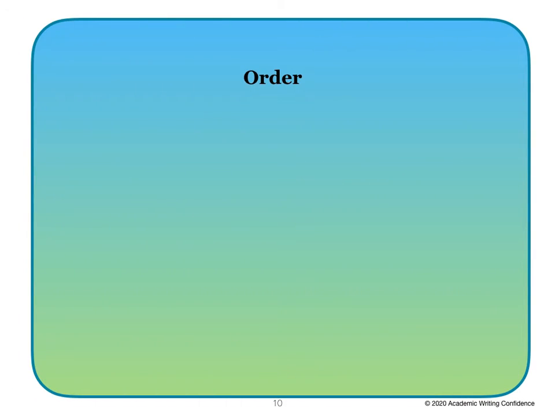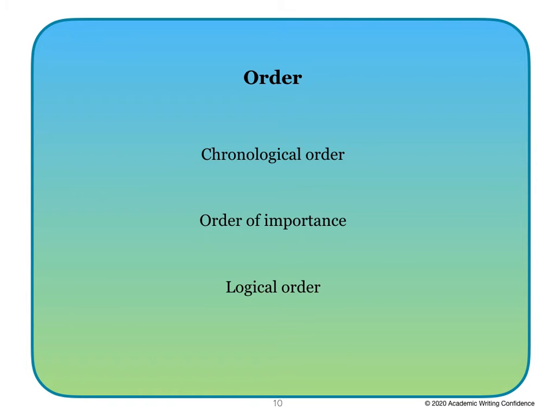So to show the different types of order in a paragraph, you can write a paragraph in a chronological order, the order of importance, or logical order. These are all different ways that we can develop a paragraph.